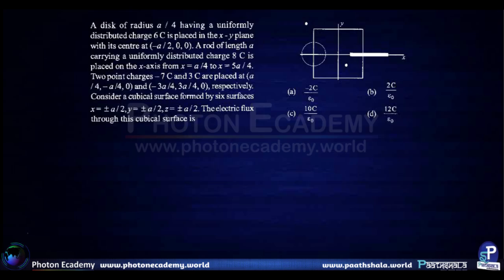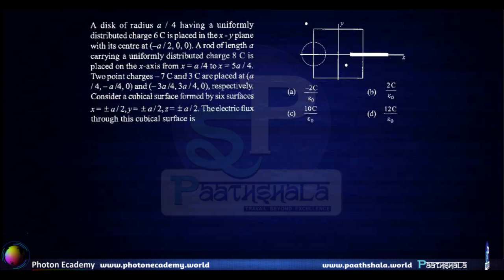Two point charges, minus 7c and 3c, are placed at (a/4, -a/4, 0) and (-3a/4, 3a/4, 0) respectively.